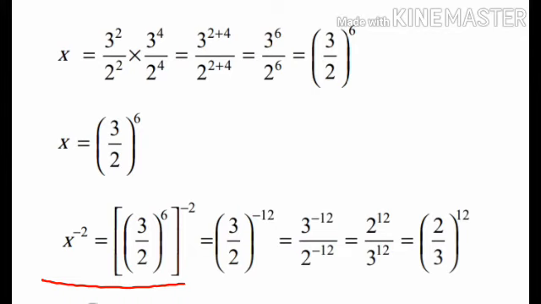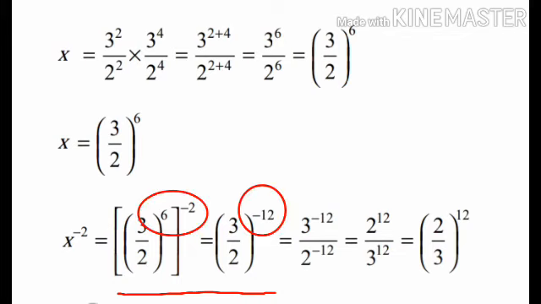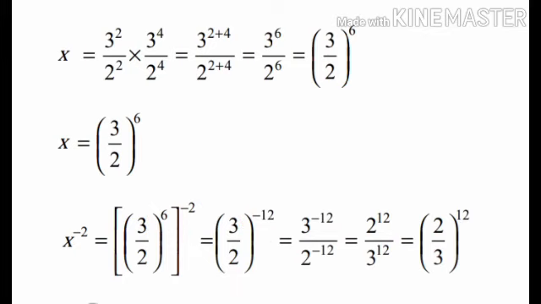Now substitute x as (3/2)^6, whole power minus 2. That is equal to (3/2)^(6 × -2), which means minus 12. That is equal to 3^-12 / 2^-12. According to (a/b)^m = a^m / b^m, that is equal to 2^12 / 3^12, according to a^-m = 1/a^m. That is equal to (2/3)^12.